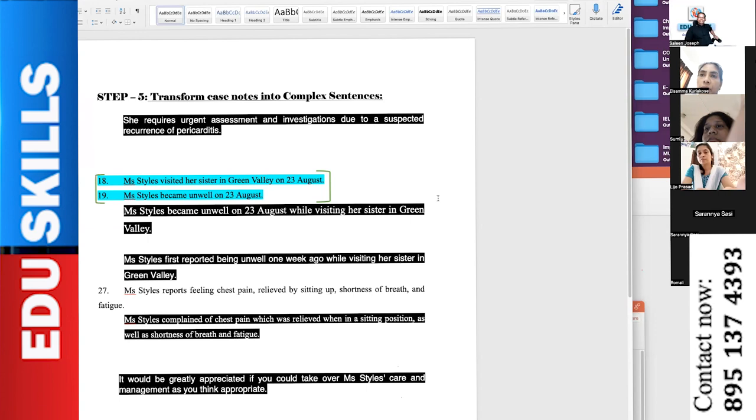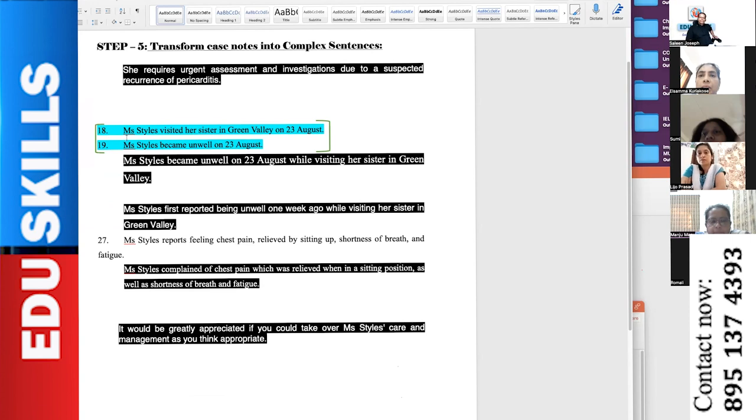since I'm showing different documents. See, you don't require so many complex sentences. You can just find what can be connected. Can somebody read? She requires urgent assessment and investigation due to a suspected recurrence of pericarditis. Yeah, there is a sentence that is from the introduction and writing task. But we will show you how to convert the simple or compound sentence into complex.